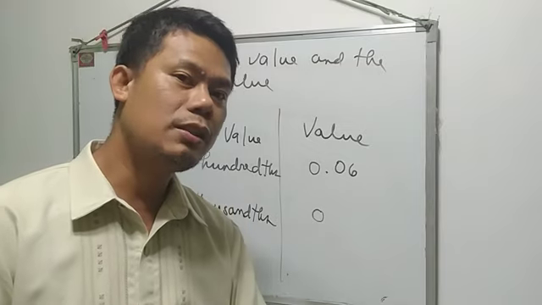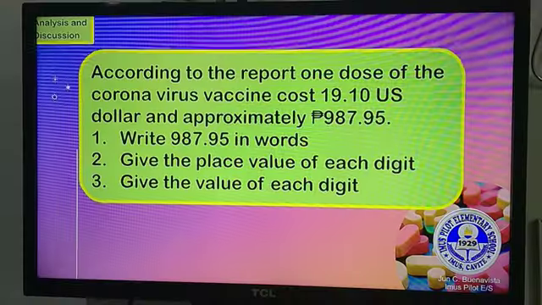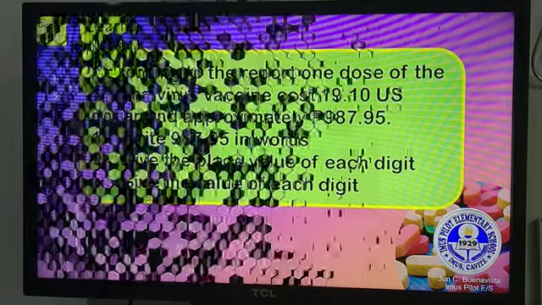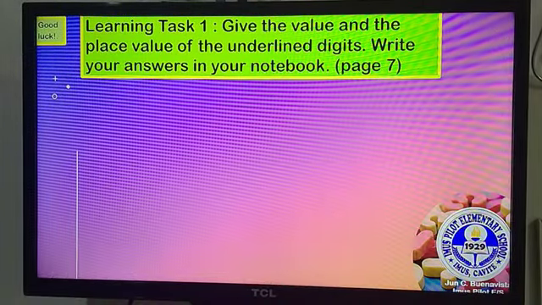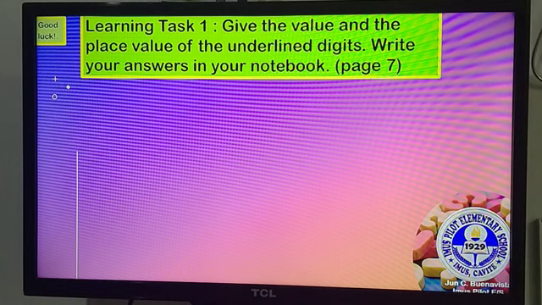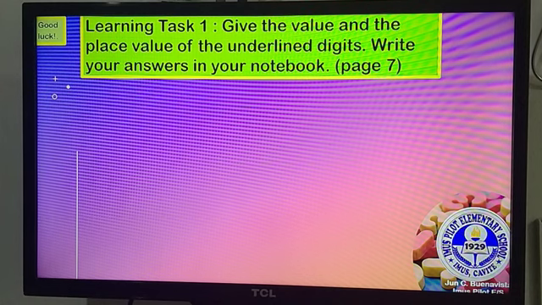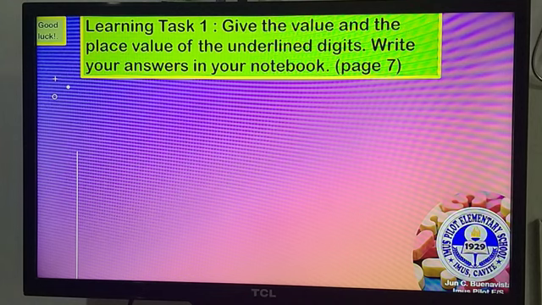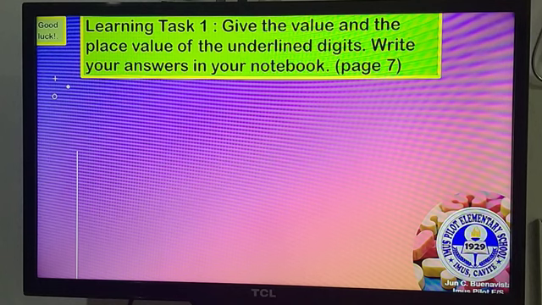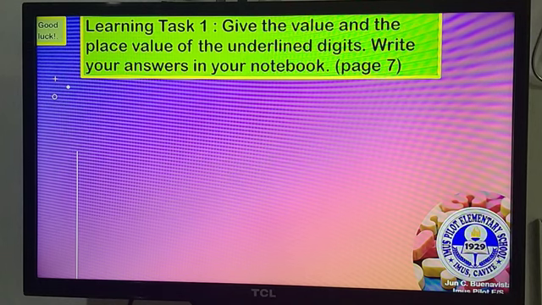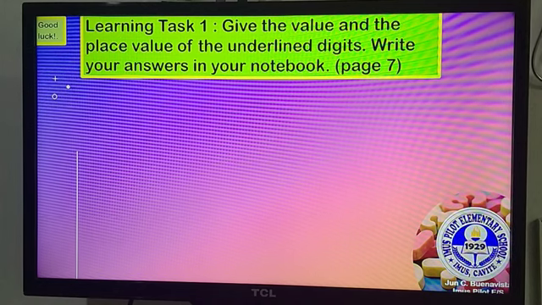Okay, if there is none, it is time now to answer some activities. You are going to answer in your math module, learning task 1: give the place value and the value of the underlined digits. Write your answers in your notebook on page 7 of your math module. Again, the underlined digits only. After you answer all the activities, you can check your work and find the answers at the last page of your module.